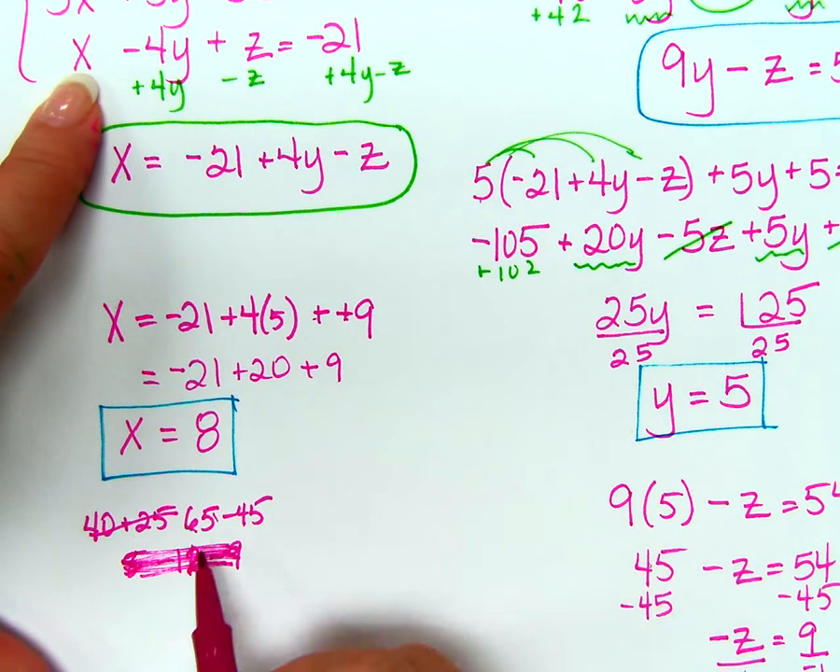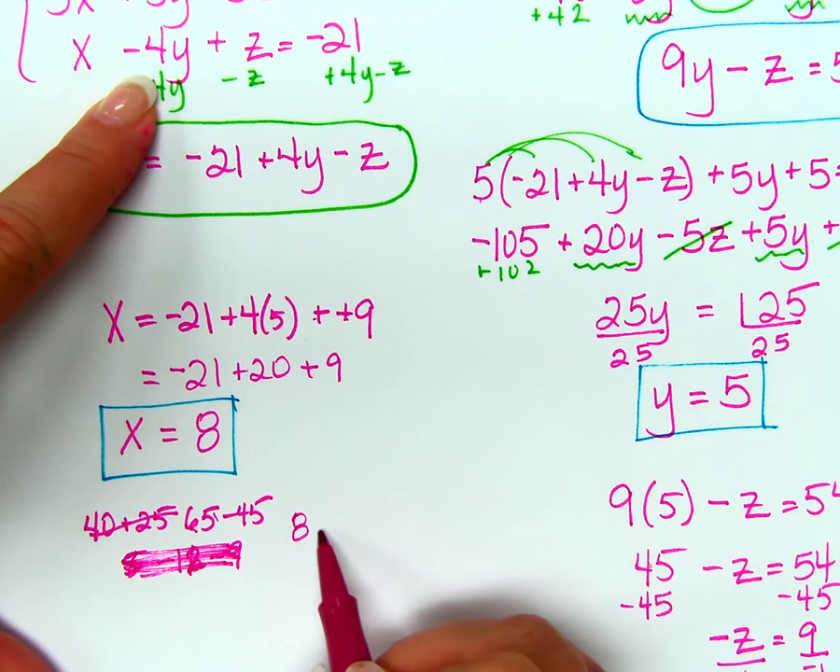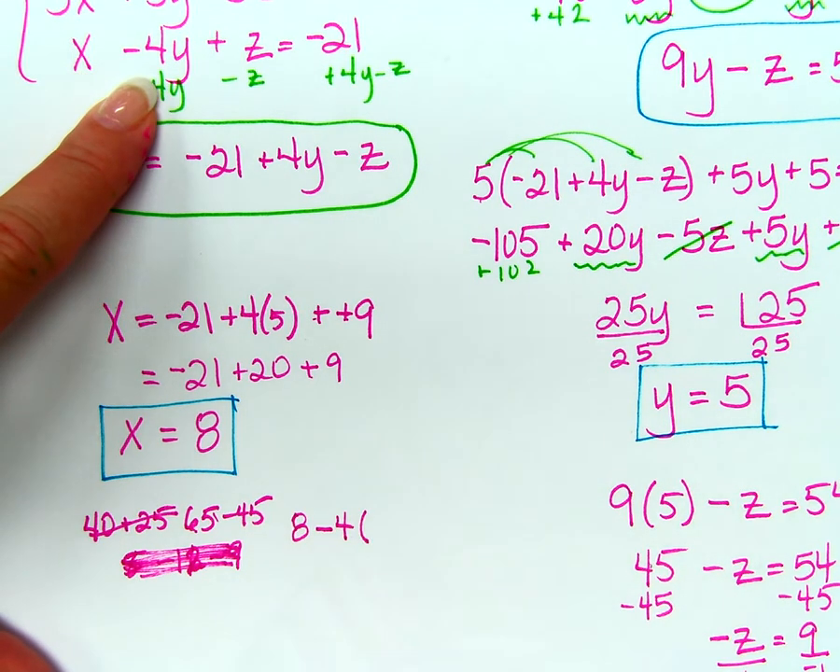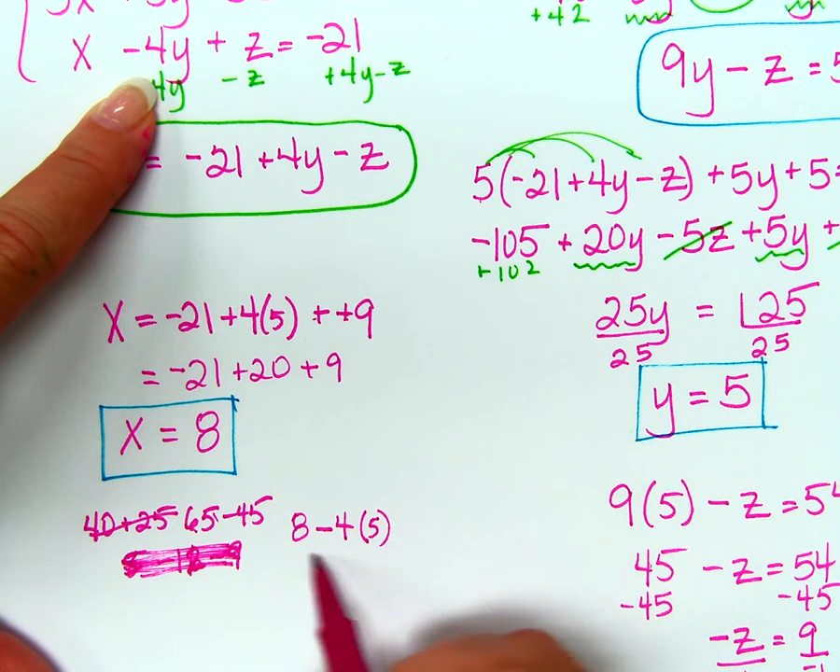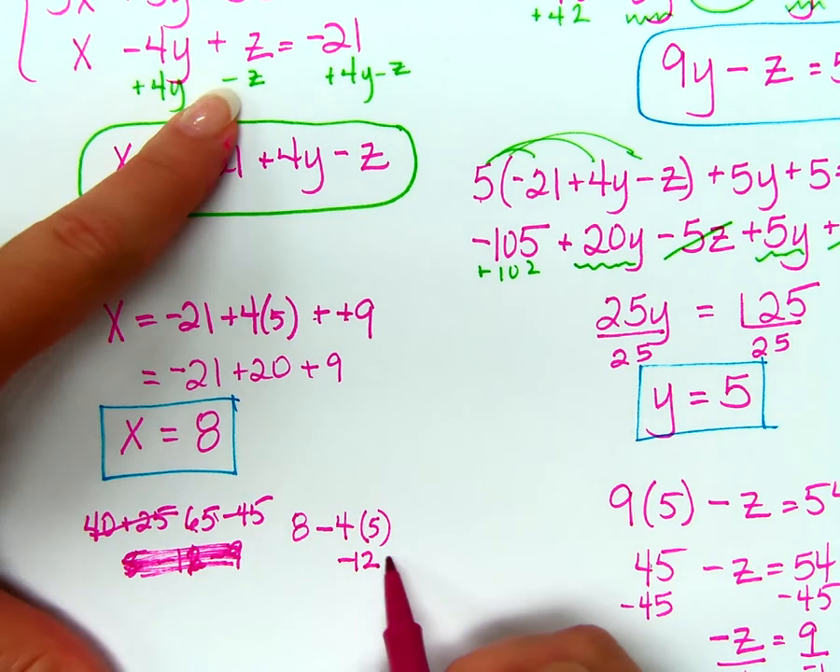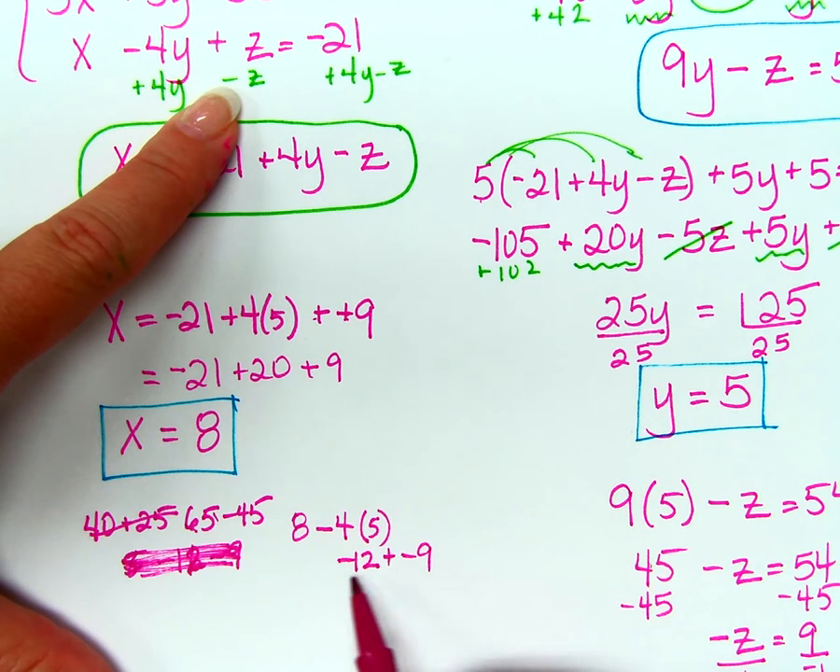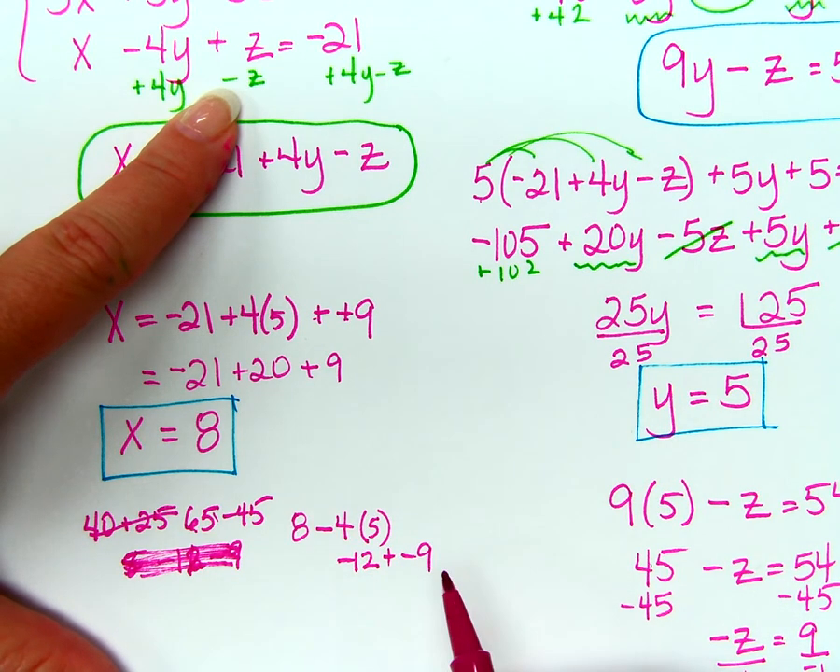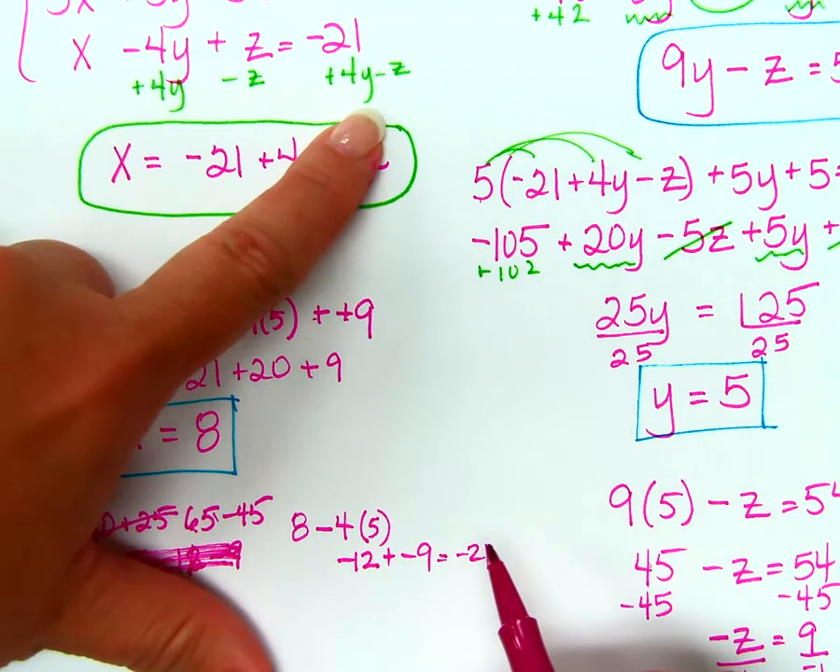Okay, good. So x is 8. So 8 minus 4 times y, which is 5. So that's 8 minus 20. So that is negative 12 plus negative 9. So I had minus instead. I don't know if that was what was confusing me, but who knows. Negative 12 minus or plus a negative 9 is negative 21. And that's what I needed.